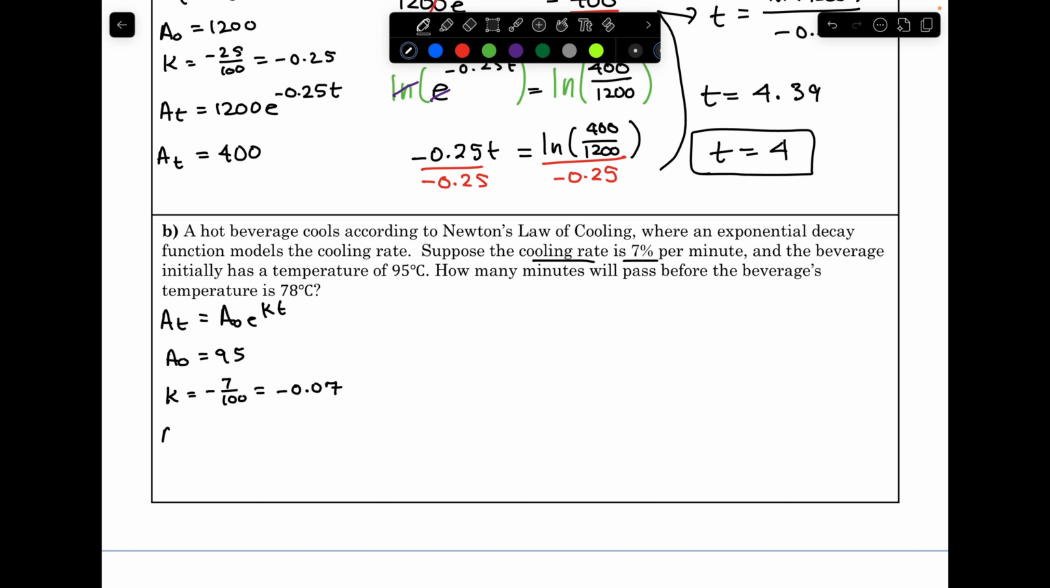And that gives us the following model. So A of t equals 95 e to the negative 0.07t. And the question again is asking us to figure out a time where the temperature of this beverage is going to go down to 78 degrees. So A of t now needs to go down to 78. So we're going to set up our equation.